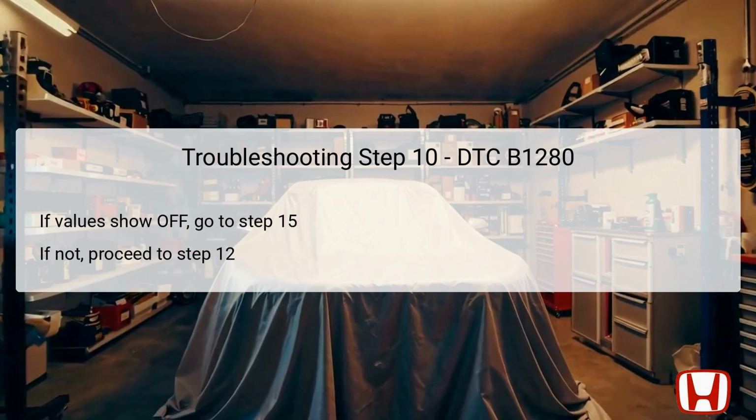However, if the values indicate otherwise, signaling that the switch is still sending improper signals or has not rectified itself from prior issues, then you must proceed to step 12 for further examination. This decision-making process ensures that all potential faults are thoroughly investigated to restore the functionality of the turn signal system.